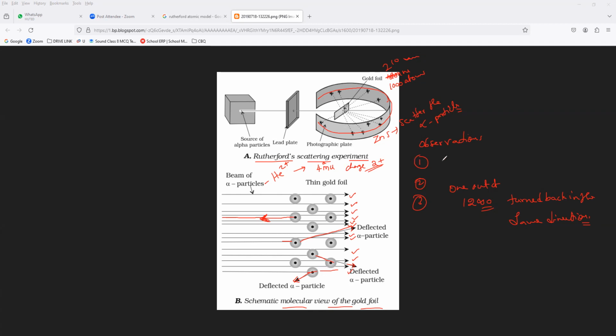So these are the three observations made by him. What is the first observation, everybody? Repeat it.